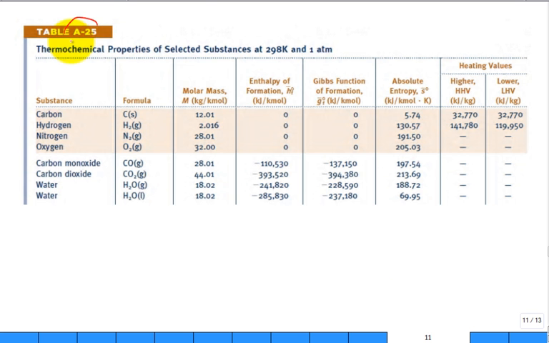So this table A23, we're introduced to the formula. We know the molar mass. We know the enthalpy of formation. We will not use the Gibbs function.